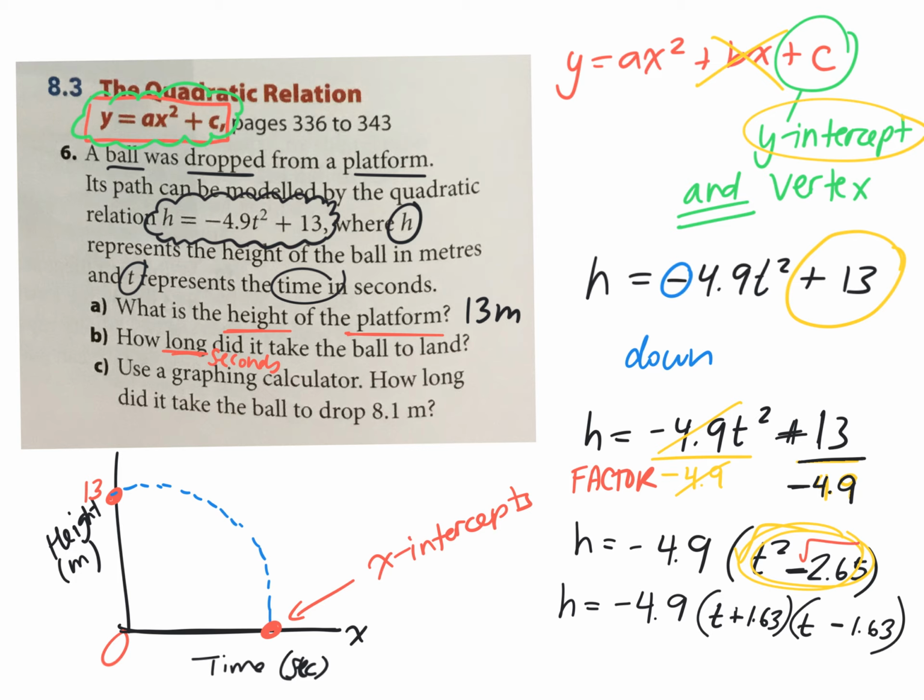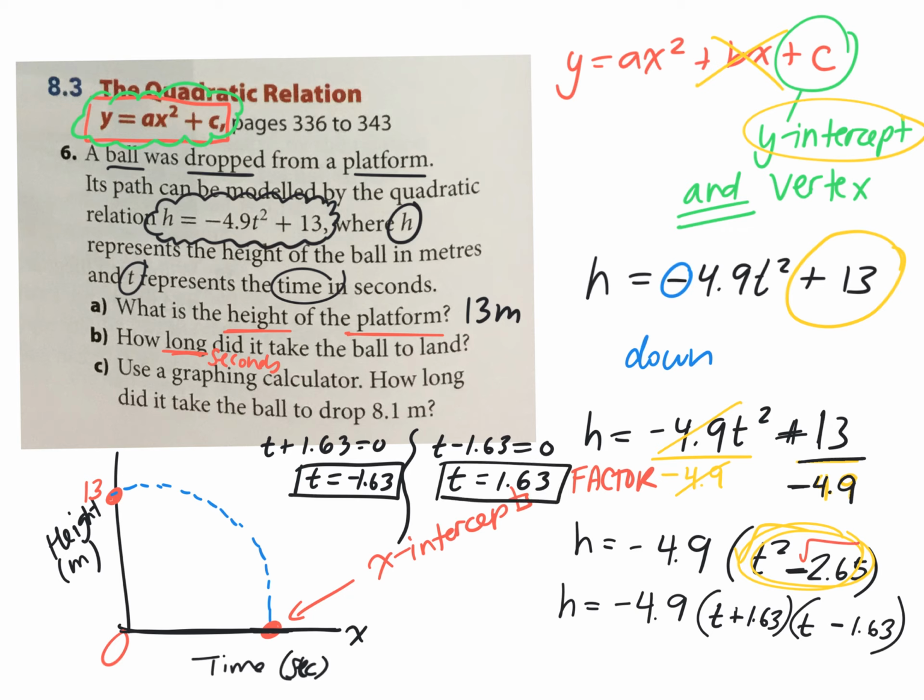So I have t plus 1.63 times t minus 1.63. I have to find two values of t. So I'm going to set both of those equal to 0, right? Because we're trying to find the x-intercept. So I'll write it over here. T plus 1.63 equals 0, and t minus 1.63 equals 0. So what's the first value of t? If it's t plus 1.63, what's the opposite of plus? Okay, so t is equal to negative 1.63 and t is equal to positive 1.63.